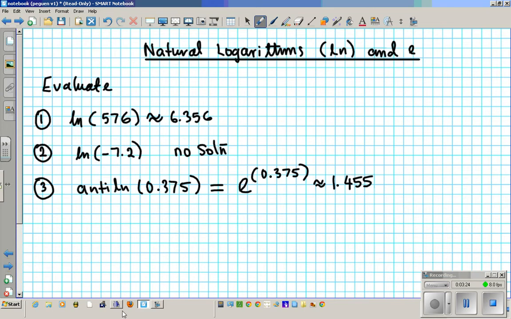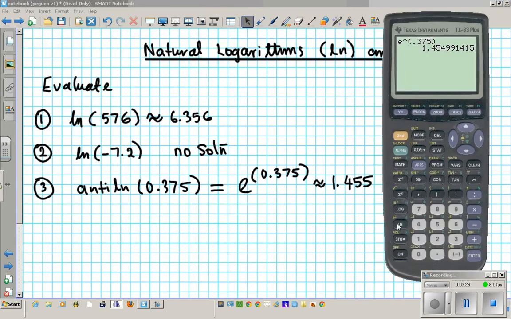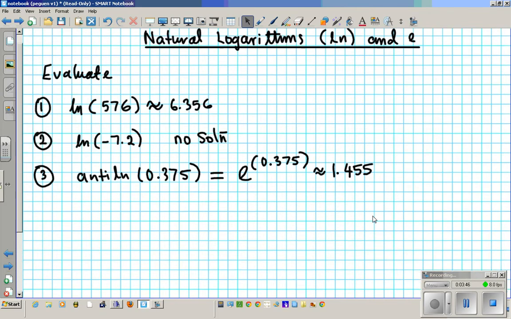If you want to check if my answer is correct, I can just take the natural logarithm of my answer, and then we should end up with what I started with. This shows that my answer is correct, because when I took the natural logarithm of my answer, I ended up with what I started with. So e and ln are opposites, or inverse operations. Keep that in mind for the classwork.